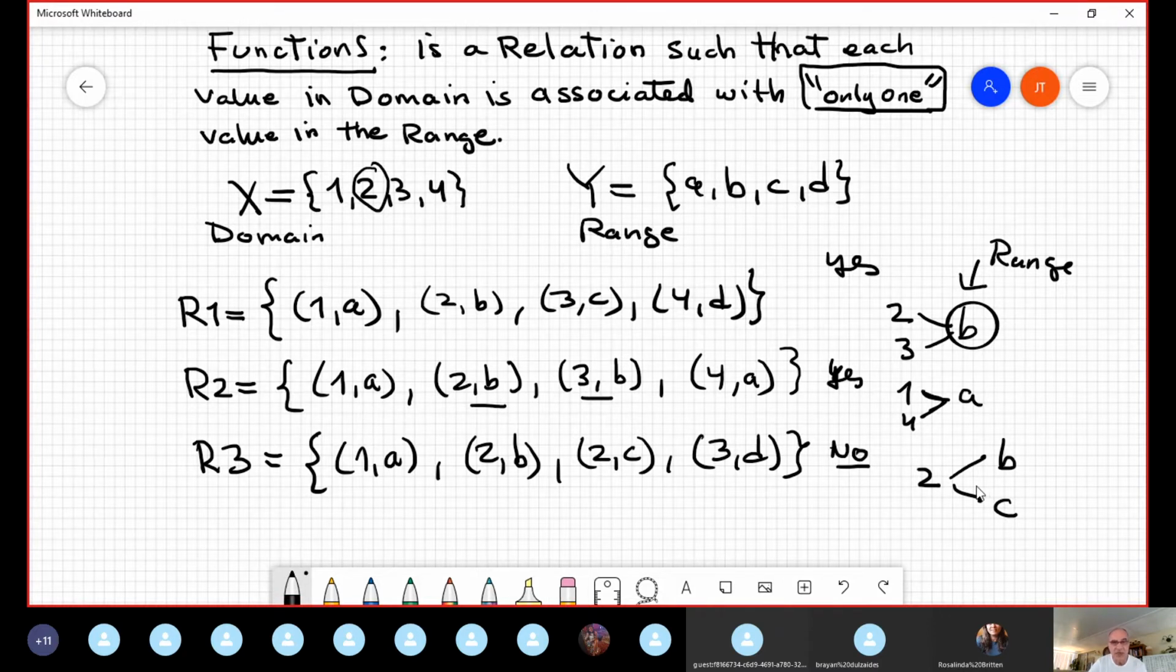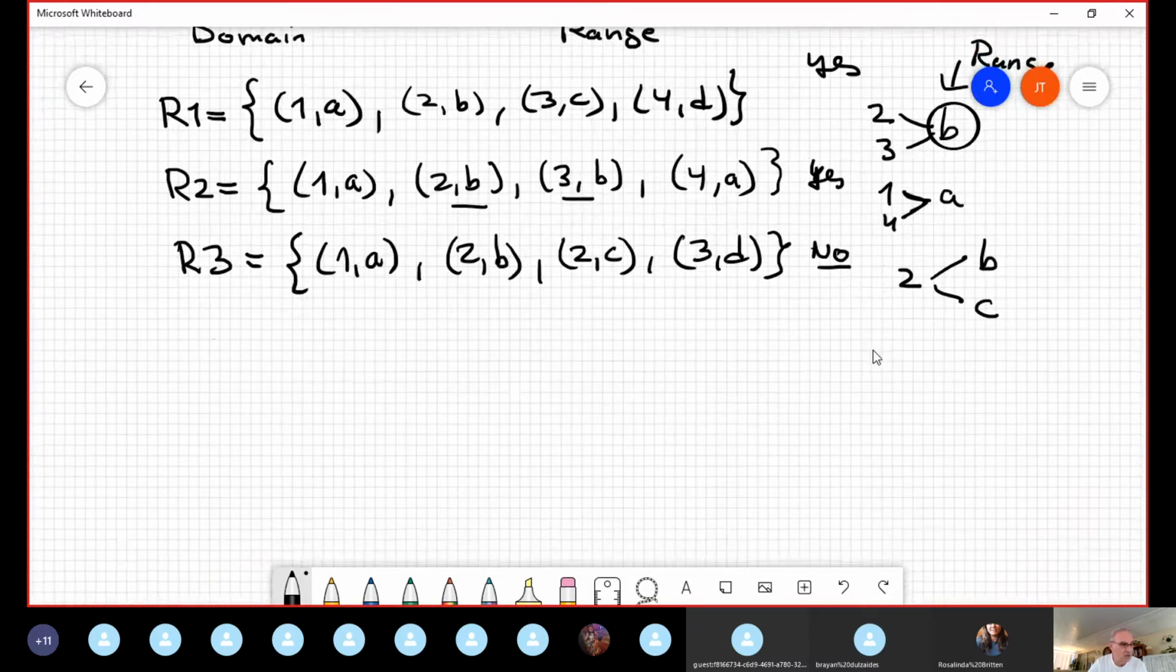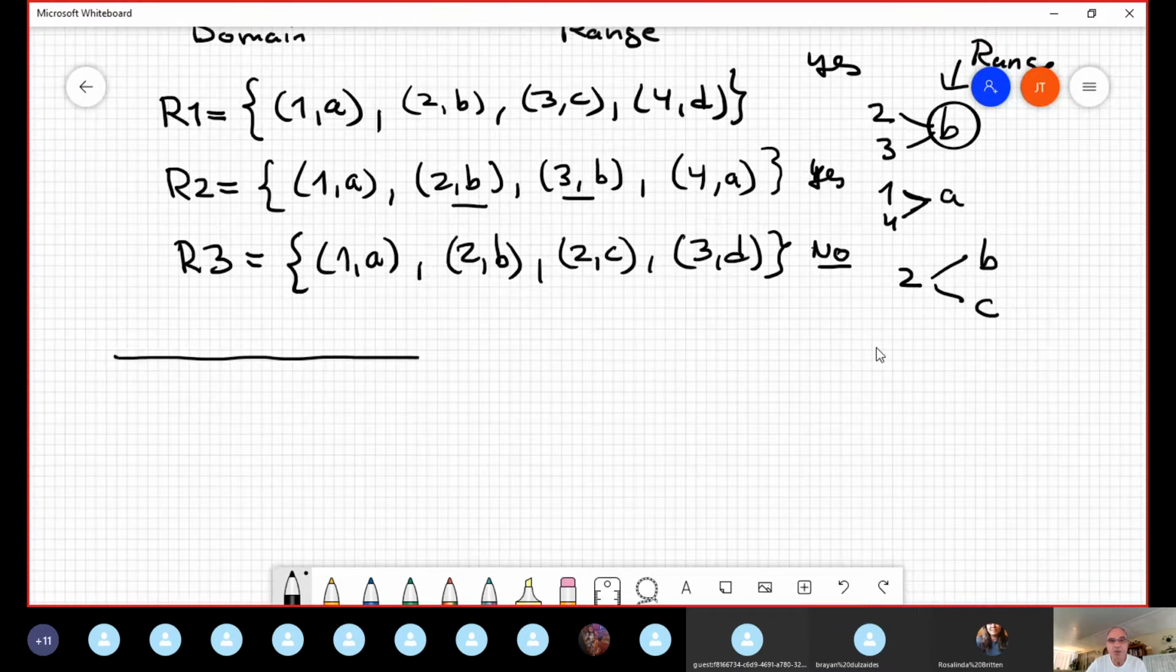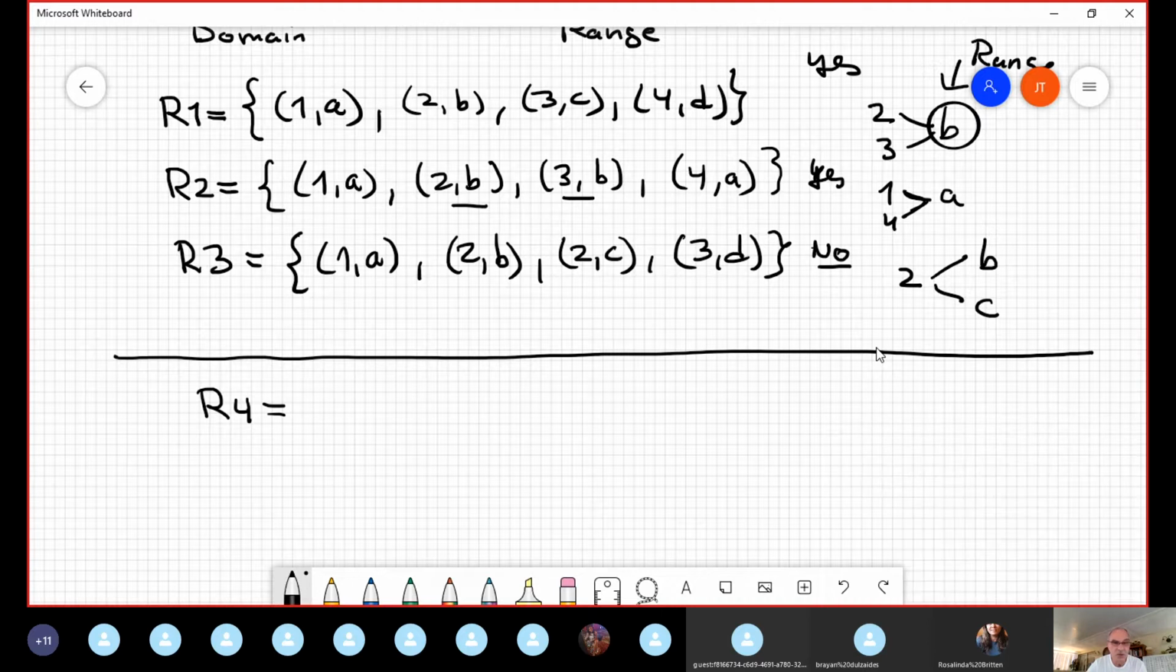Okay, I suppose you understand a little bit. Is it confusing or clear? Don't worry. Let me verify whether you understand or not. Relation 4. Suppose relation 4 is another example, with another domain and range. This is a completely different example. Let me erase everything.